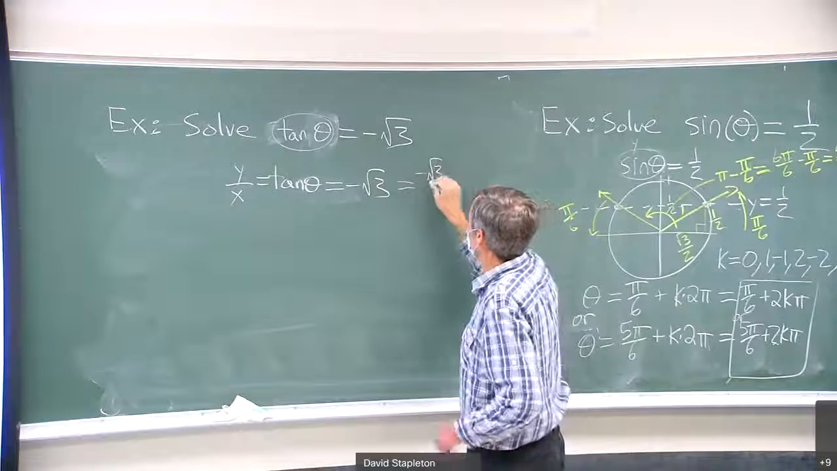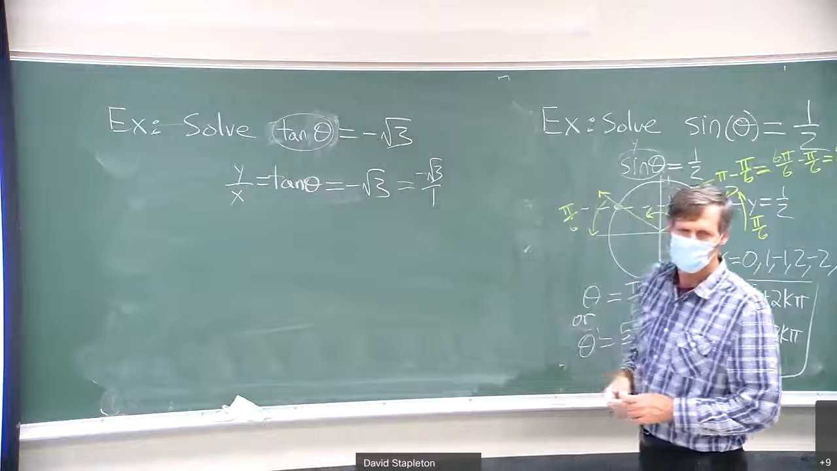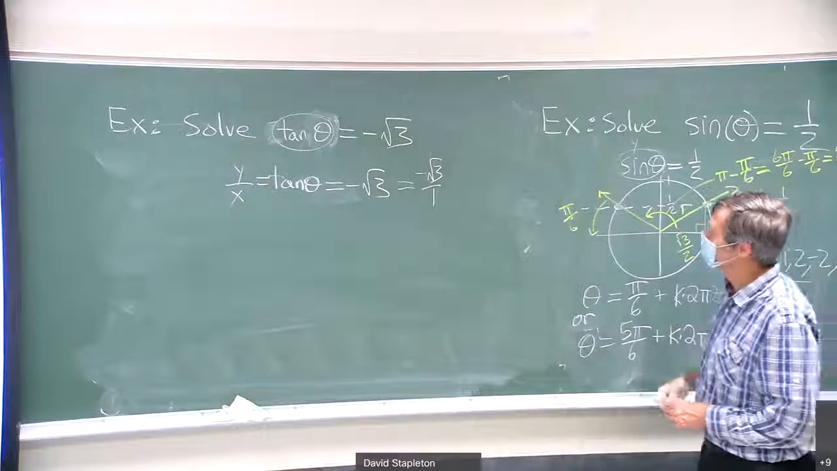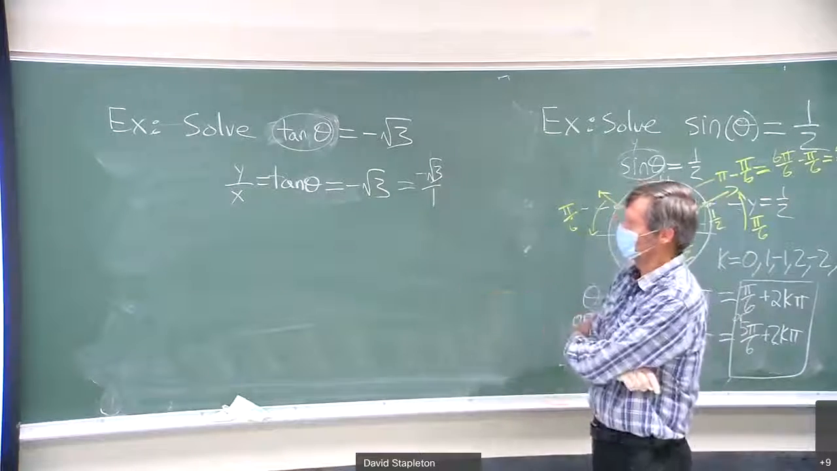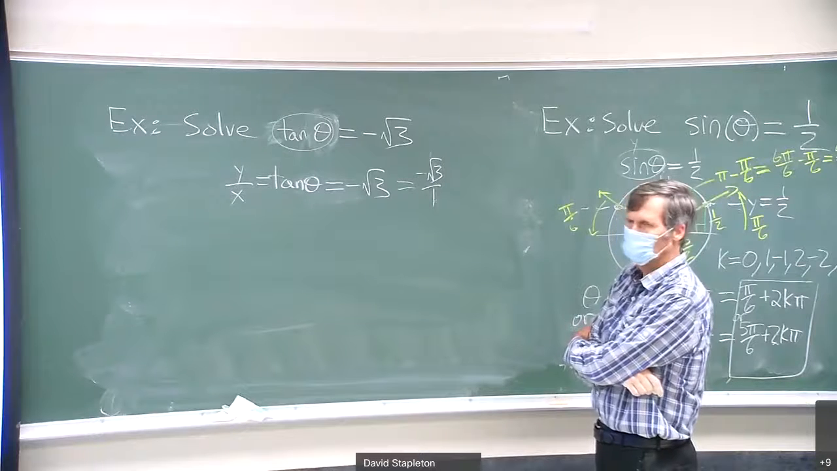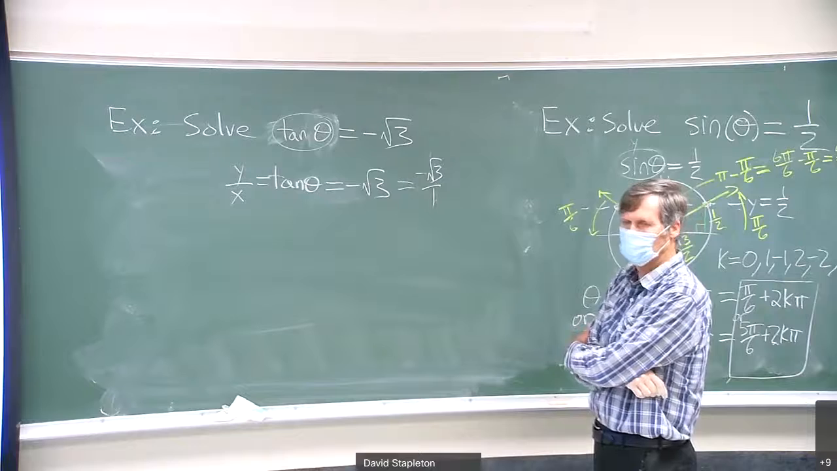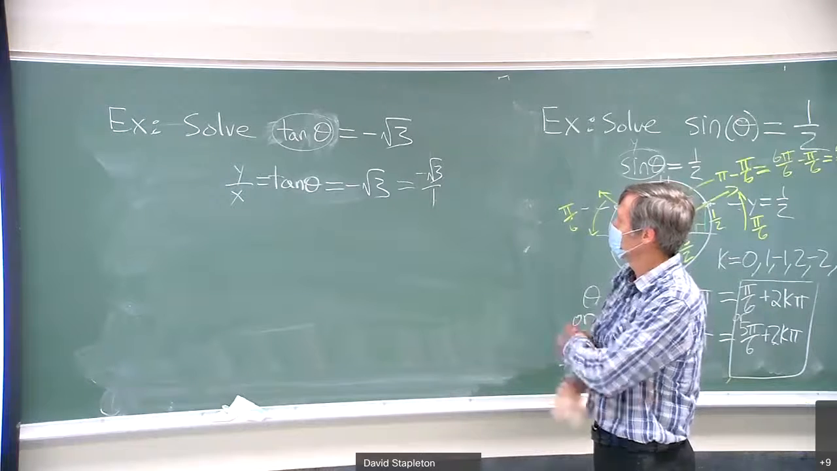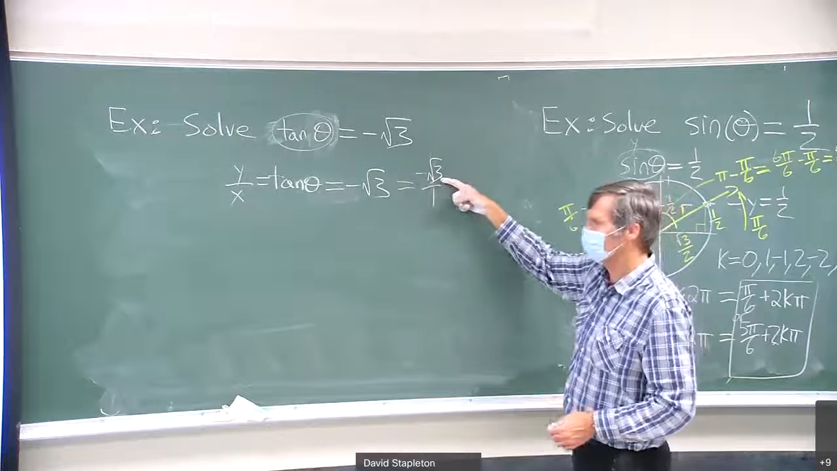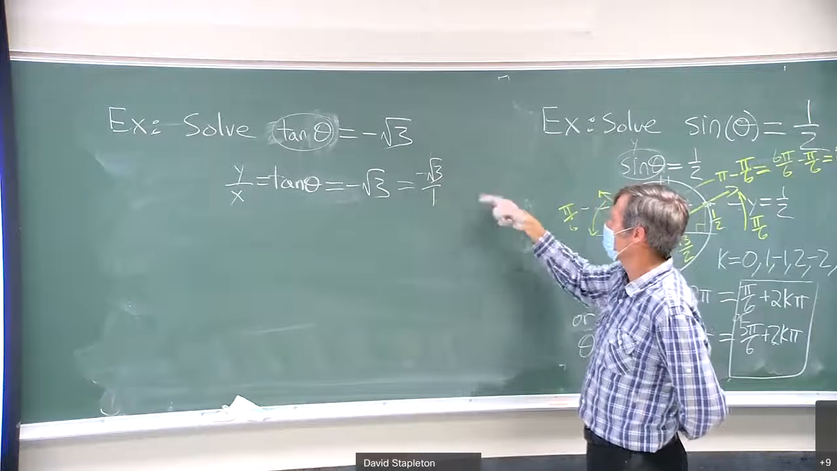Minus square root 3 over 1. Now it's y over x, right? Is this y and this x on the unit circle? I'll give you a hint, it's not. I can't say this is y and x on the unit circle. What would be a point on the unit circle that has that ratio? Right, this is too big. This is minus 1.7. It's outside the unit circle, right? And this is 1, so you're way outside the unit circle.